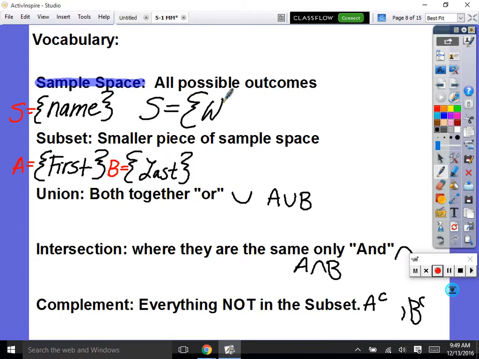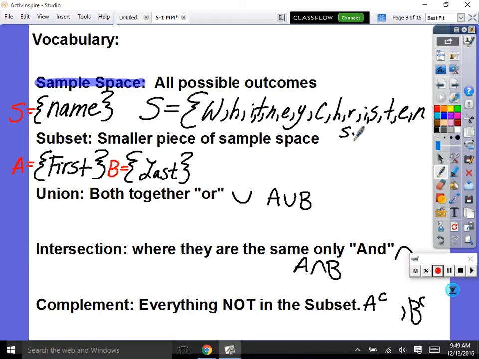Now we always separate different things by commas. So W, H, I, T, N, E, Y, Whitney, and then C, H, R, I, S, T, E, you guys get the picture. I'll let you do your name. And then I'm going to close my bracket. That's my sample space. That's an example of a sample space, my entire name. Okay, now, does everybody have their sample space written down?